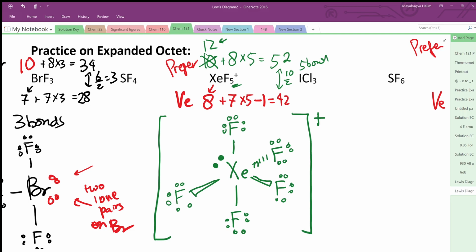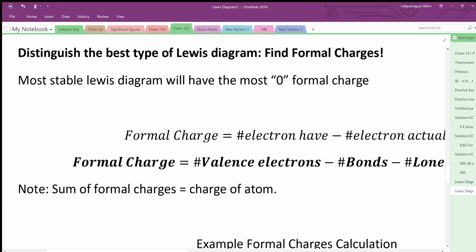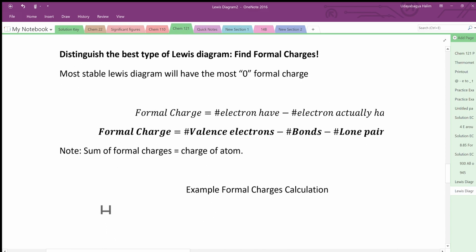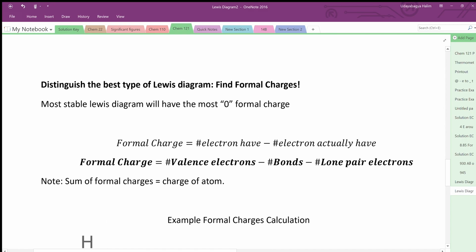We are a little bit over halfway in, so I'm just going to do one more calculation. In this case, the calculation of formal charges. Now, sometimes when you have an expanded octet, it's not entirely clear. You can have several different Lewis diagrams that are possible, and you're not entirely sure which one is the correct one. Uh-oh, I ran out of battery. Hopefully I have enough charge to finish the class.